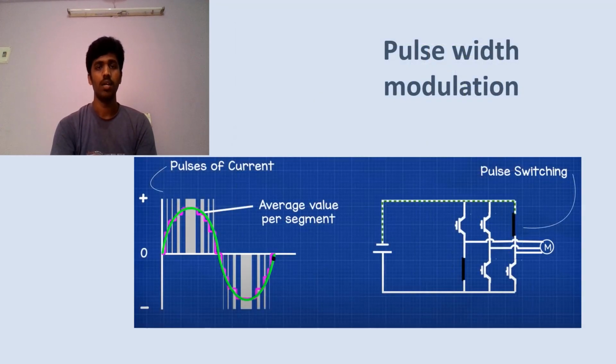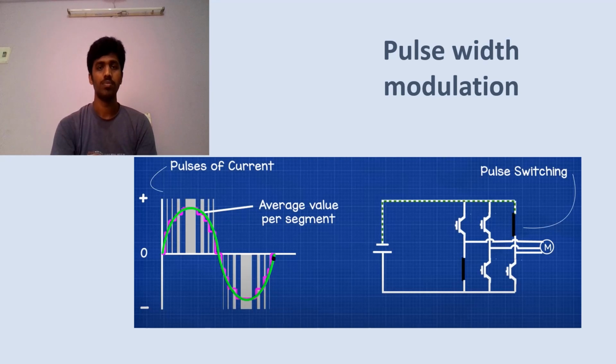But the smoothness of the sine wave depends upon how long the switch is open or closed. This is called pulses. Here you can observe that within a particular half cycle there are so many pulses. If the number of pulses is more, then the smoothness of the wave will be good.